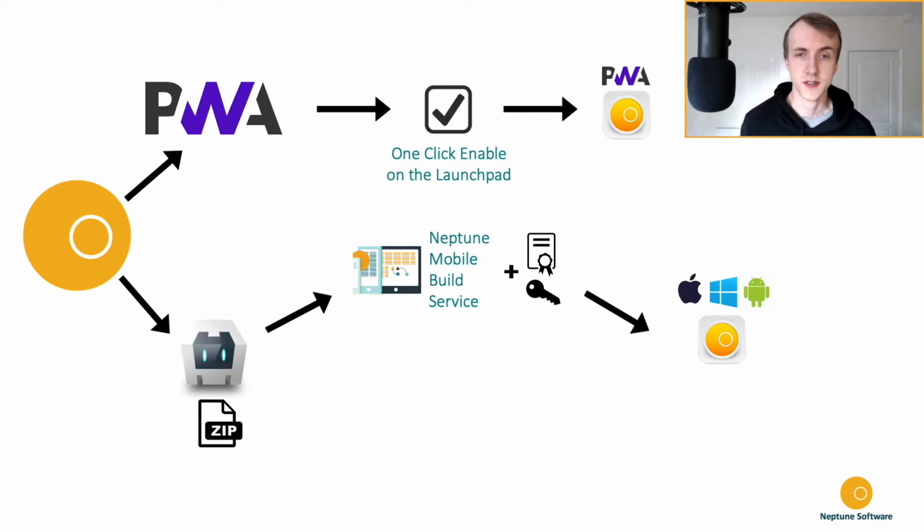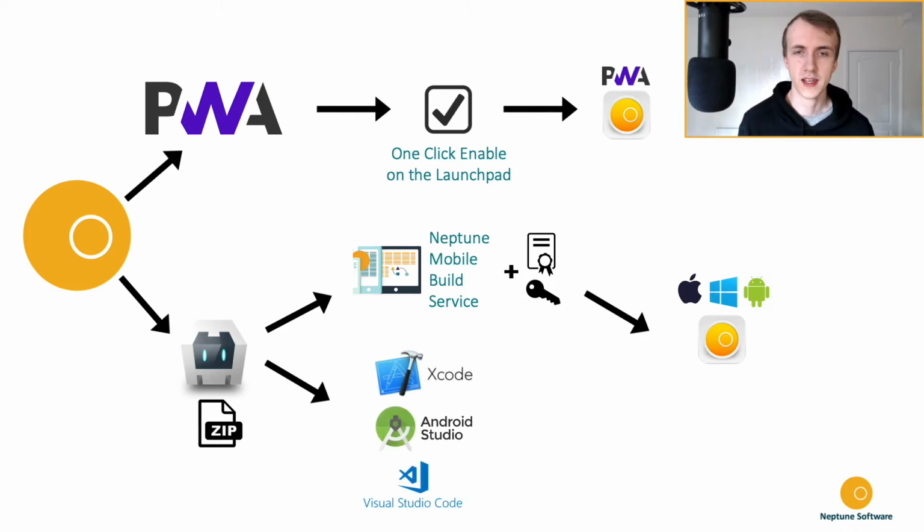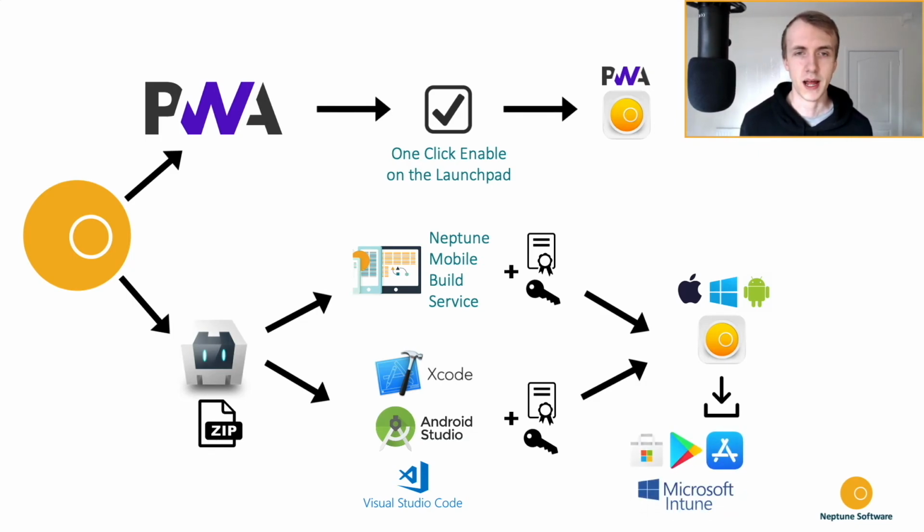Alternatively, you can choose to take the zip and on your own using Cordova CLI, you can add the desired platforms to the exported files before taking this into Xcode, Android Studio, or Visual Studio Code, combine it with the correct certificates or signing key to manually generate the apps for the desired platforms. Once generated, you can distribute these hybrid native mobile clients via any app store or any mobile application management solution of your choice, such as Microsoft Intune. Or you can scan the QR code generated by the Neptune mobile build service to install the app straight onto your device.